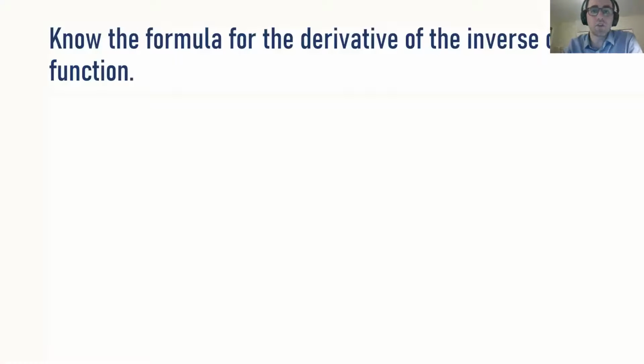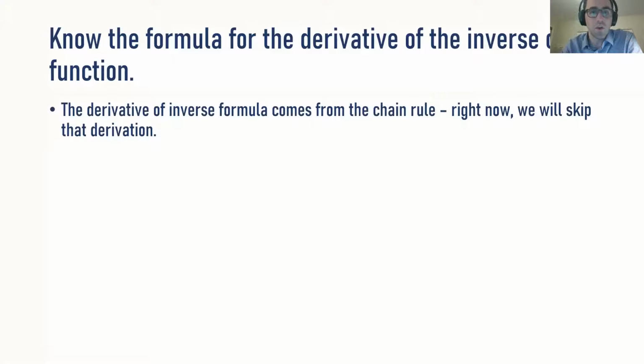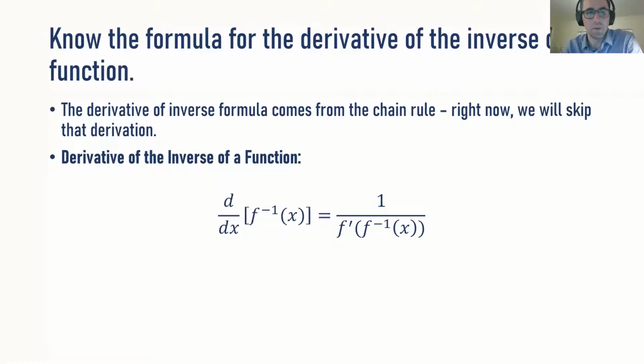So then you need to know the derivative of an inverse function. You need to know the formula for that. So it comes from the chain rule. Right now we're going to skip that derivation because this is mainly focused on review for the AP exam. So here's the formula. Derivative of the inverse is equal to 1 over f prime of f inverse of x.